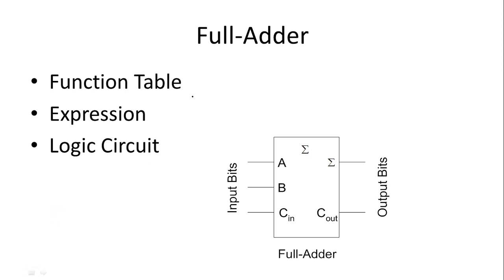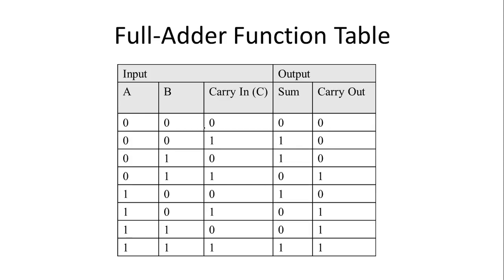So a full adder takes three inputs, two data bits and one carry in. Here A and B are two inputs which need to be added, and C in is carry in from previous bits, and it produces two outputs. One is sum, which can be represented with S or sigma, and the other is carry out. In this video, let's look at its function table, Boolean expression and its logic circuit.